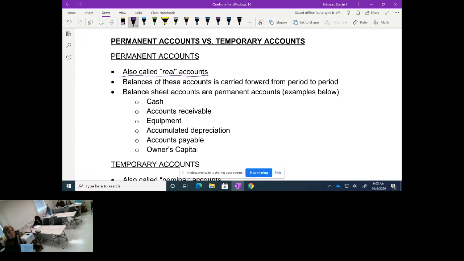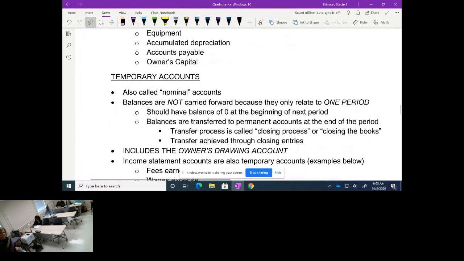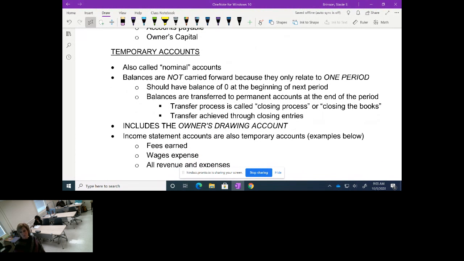So just think about your balance sheet accounts being the ones that are permanent. We're not going to zero those out. So cash, receivables, equipment, payables, capital, just some examples. Temporary accounts, you might also see them called nominal accounts. Their balances, we don't want to carry forward from year to year. So we're going to have to zero those out at the end of the period.